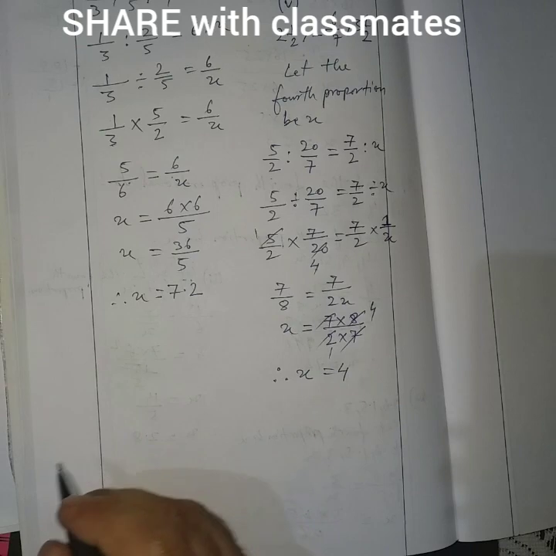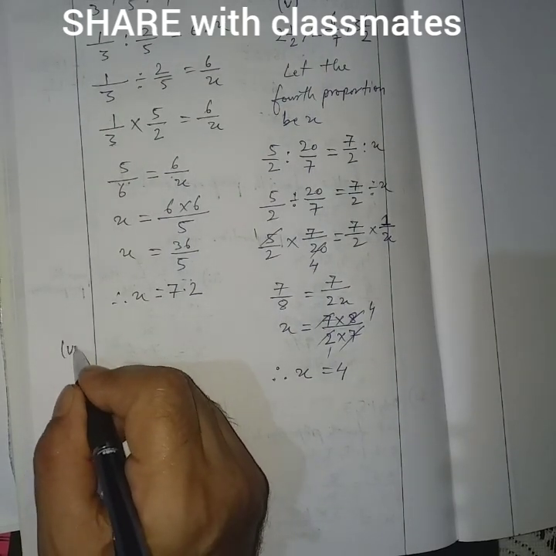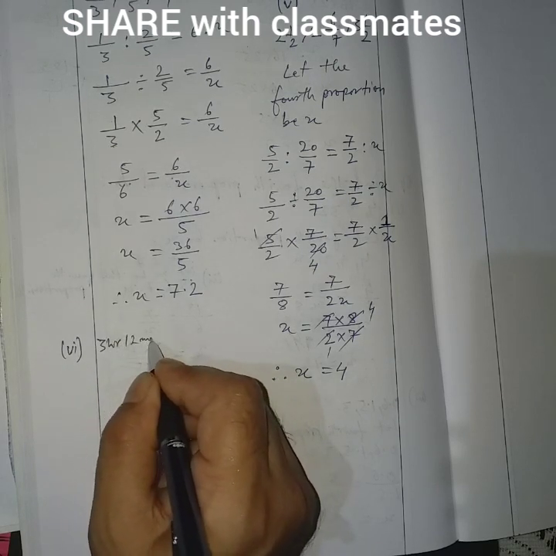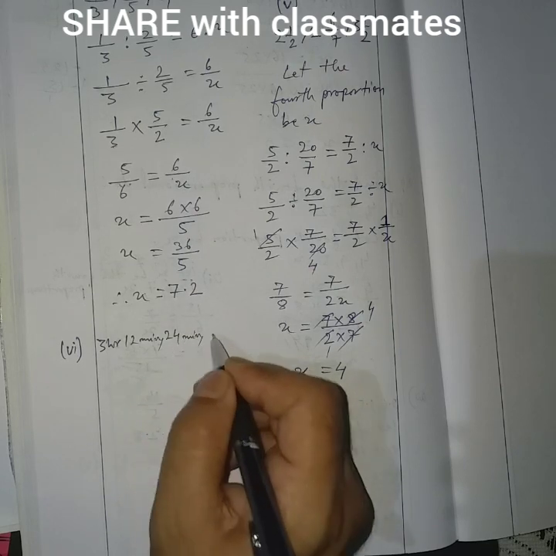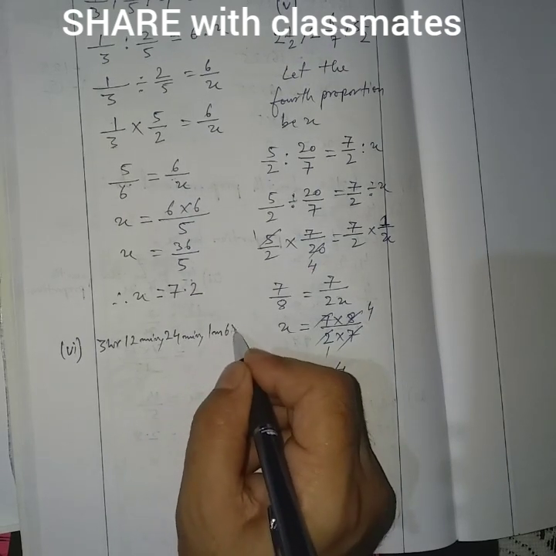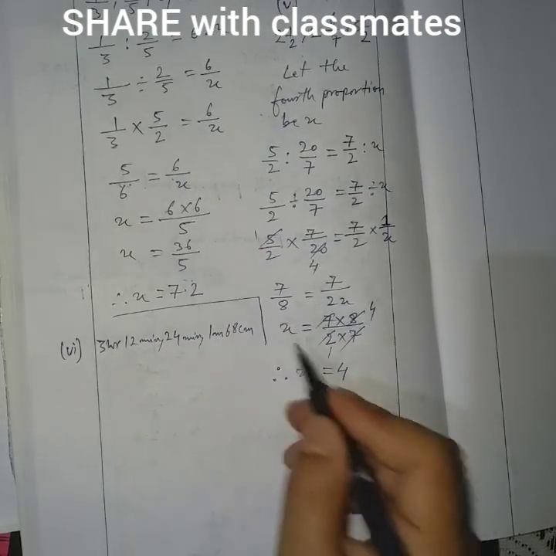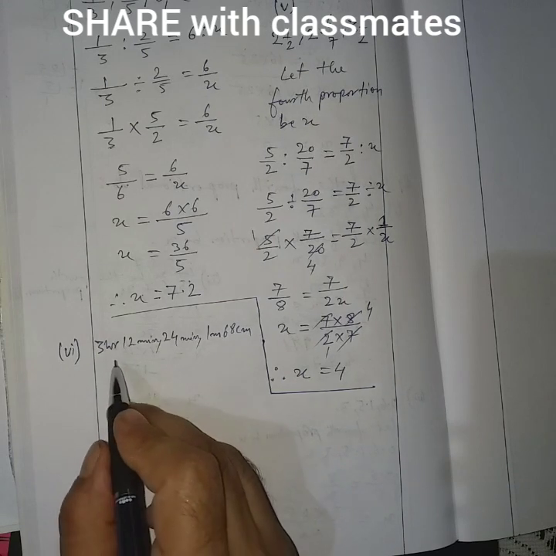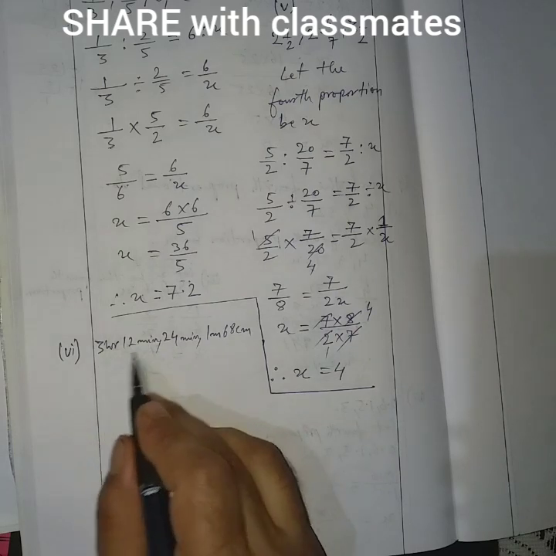Now question number 6. Question number 6 is 3 hours 12 minutes, 24 minutes and 1 meter 68 centimeters. Okay, so this is number 6. Here the units are hour, minute and minute. So let us convert this one into minutes.